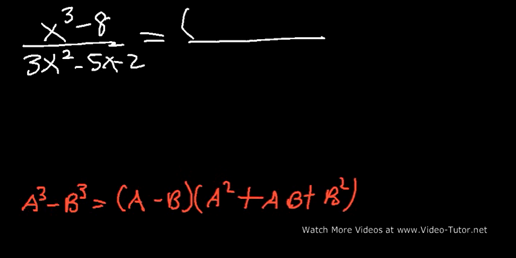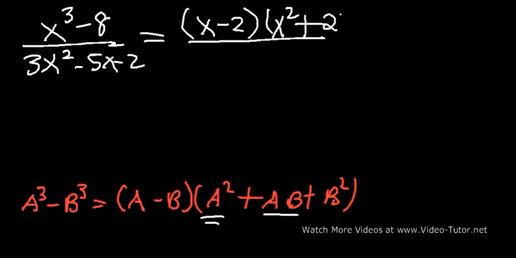So you want to find the cube root of x cubed, which is simply x. The cube root of 8 is 2. Now, next you want to find a squared. That's x times x, which is x squared. And then switch the sign from negative to positive. Then ab, that's x times 2, which is 2x. And then b squared, that's 2 times 2, which is going to be 4. So that's how you can factor this expression.